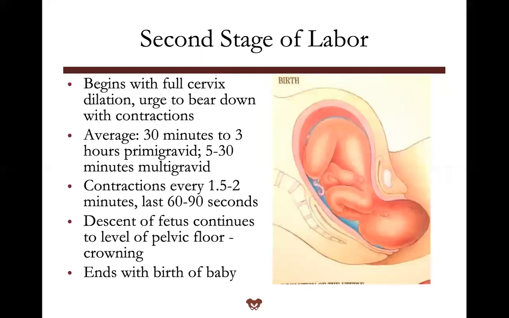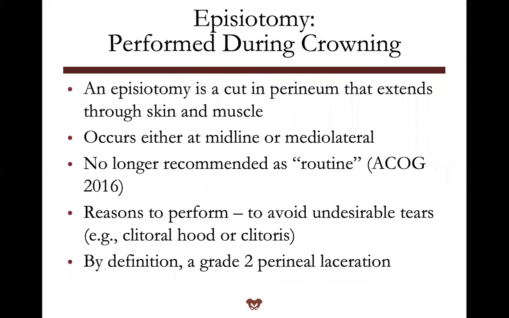And then the fetus is going to continue until the head reaches the pelvic floor. And as the fetal head begins to move through the perineum, that fetal head will result in crowning. So crowning is when that fetal head is coming out of the vaginal opening. And the second stage will end with the birth of the baby. Episiotomies are typically going to be performed during crowning if they're performed.